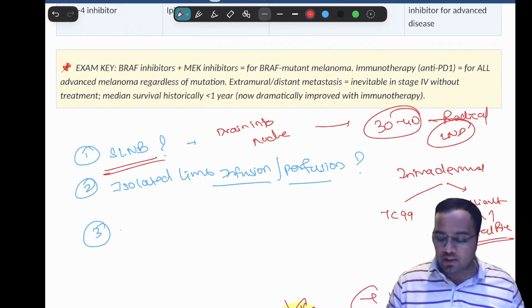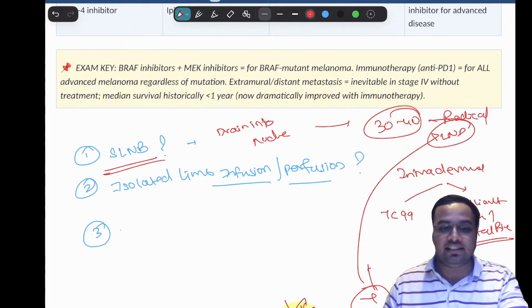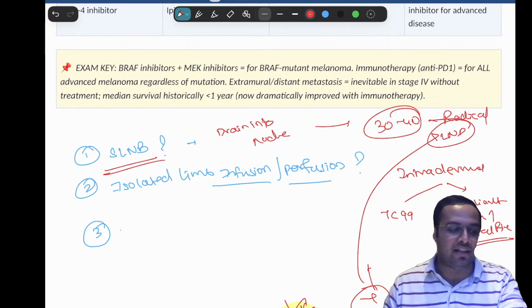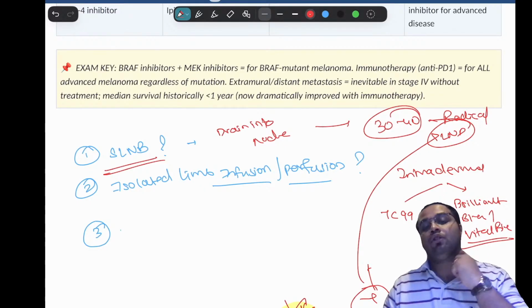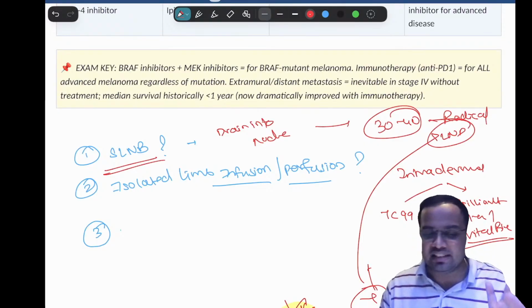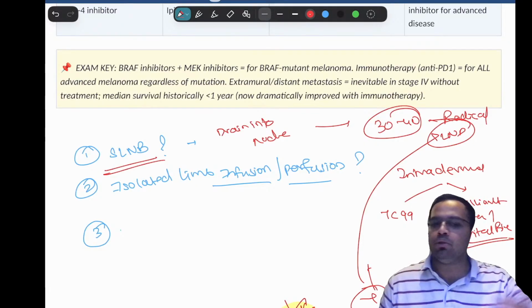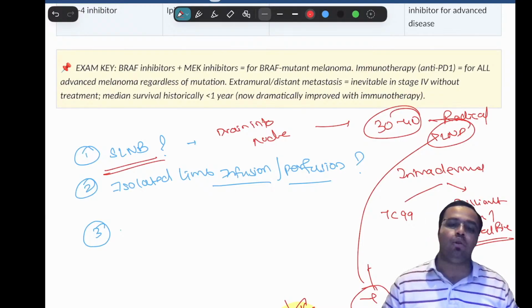And if it is positive, then you need to do a radical neck dissection. Because radical neck dissection adds to the mortality and morbidity of the patient, you inject the dye in the intradermal lesion, check where the lymph nodes are getting enhanced, and pick up those lymph nodes. Ideally they say 3 to 5 lymph nodes are essential, and if those are negative, you can conclude that there is no nodal disease. You can close the patient as it is.